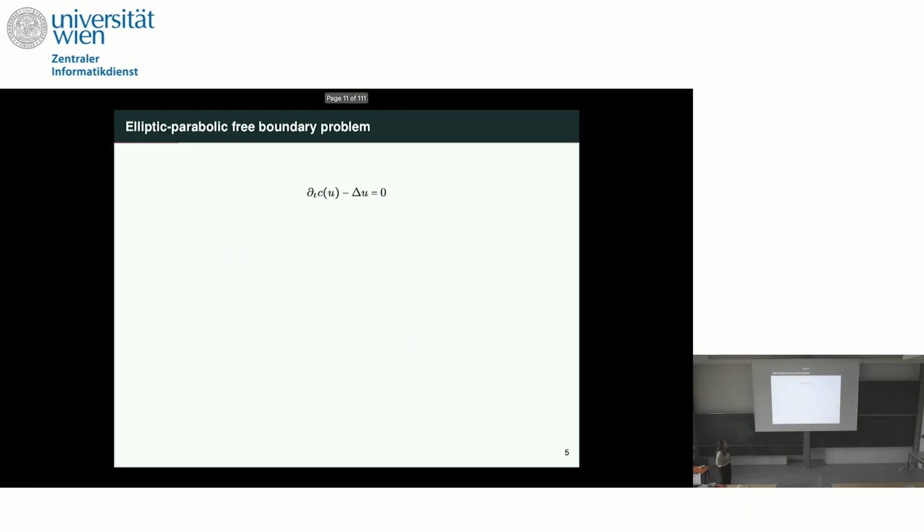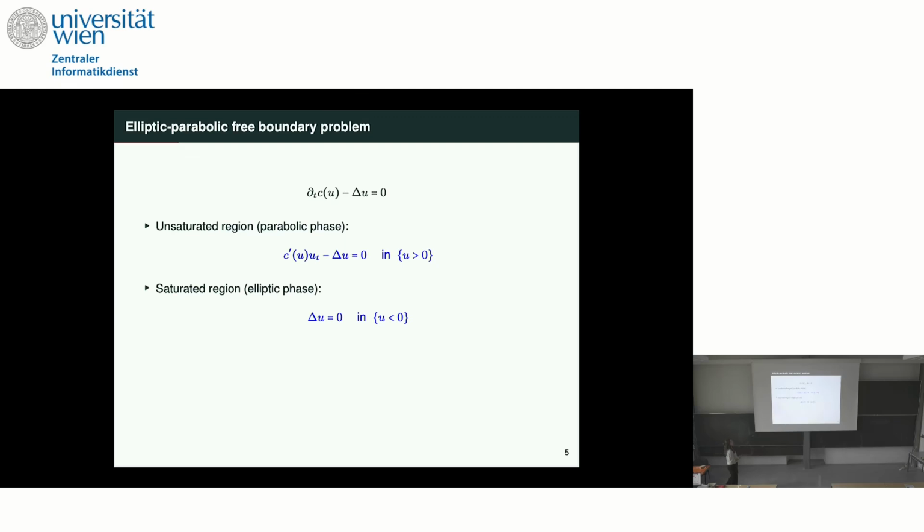So this is the equation that we study, and we can formally differentiate this with respect to t. We can take the derivative inside. And so what we get is that in the positive phase, in this unsaturated region, u satisfies this parabolic equation. And in the reference example, when C of u is the positive part of u, this is just 1. So u satisfies the heat equation. Now, in the negative phase, we lose information about the time derivative. This is 0, and so u satisfies the Laplace equation. So u is a harmonic function.